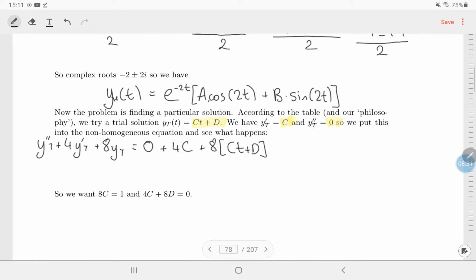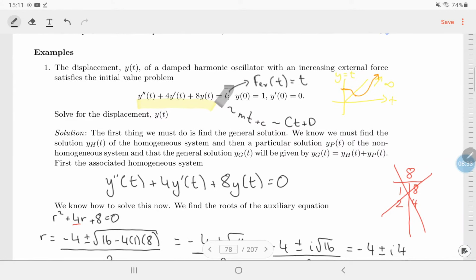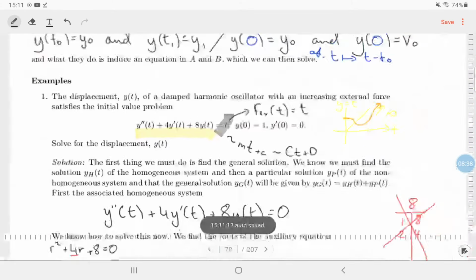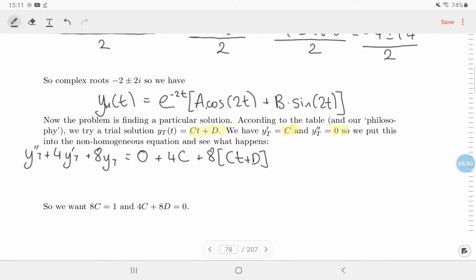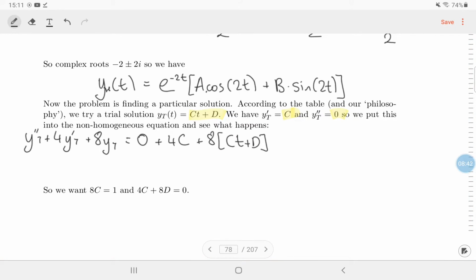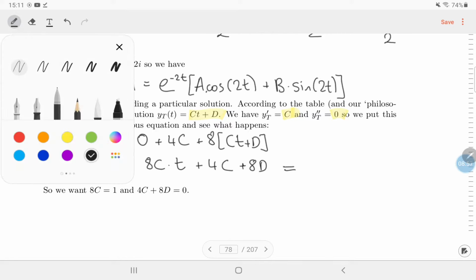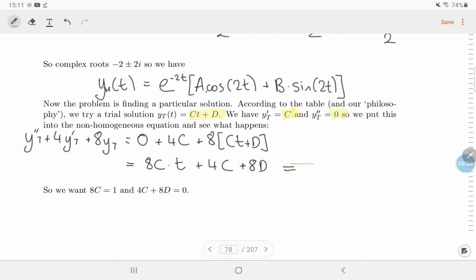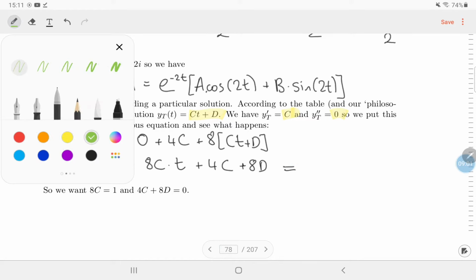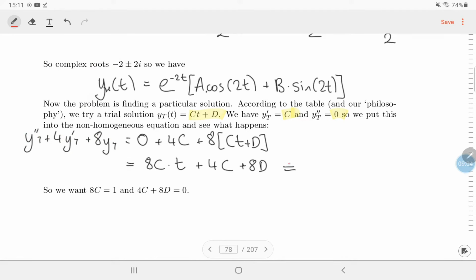Now we're trying to make this equal t because we're trying to get this thing to solve the differential equation. So we want this to equal t. What we're going to do is multiply it out and look at the t's and the constants. If I look at the t's, I have 8ct. If I look at the constants, I have 4c plus 8d. I want this to equal t.